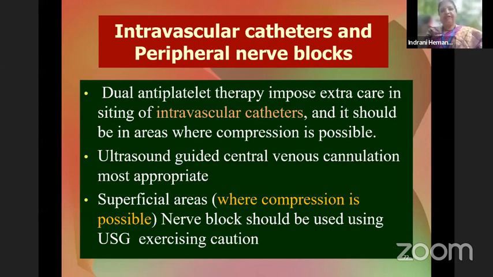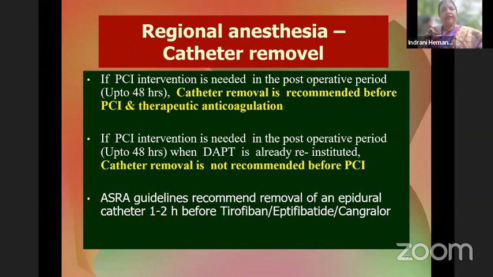Superficial areas where compression is possible should be chosen. So nerve blocks should be ultrasound guided, and it should be on superficial areas. If PCI intervention is needed in the post-operative period, catheter removal is recommended before the PCI and therapeutic anticoagulation. If PCI intervention is needed in the post-operative period up to 48 hours when DAPT is already reinstituted, catheter removal is not recommended before the PCI.